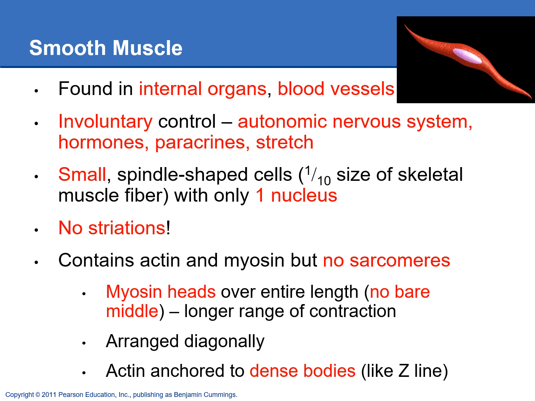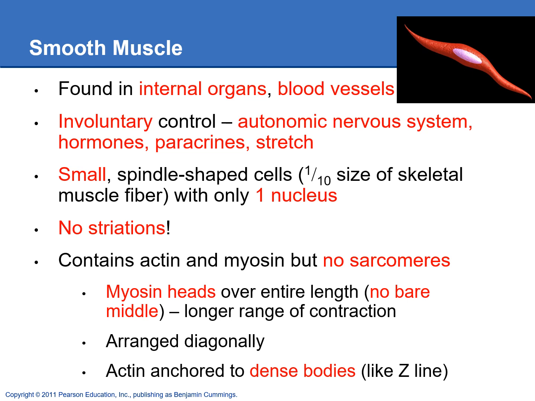And finally, stretch can also make smooth muscle contract. So for example, in the GI tract, if your stomach gets really stretched with food, that will stimulate the smooth muscle to contract. Smooth muscle cells are very small compared to skeletal muscle fibers. They only have one nucleus, and that's compared to the multinucleated skeletal muscle cells.